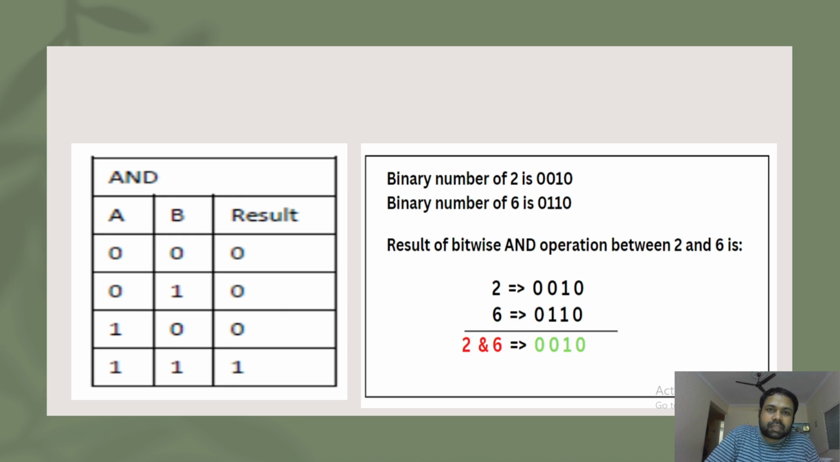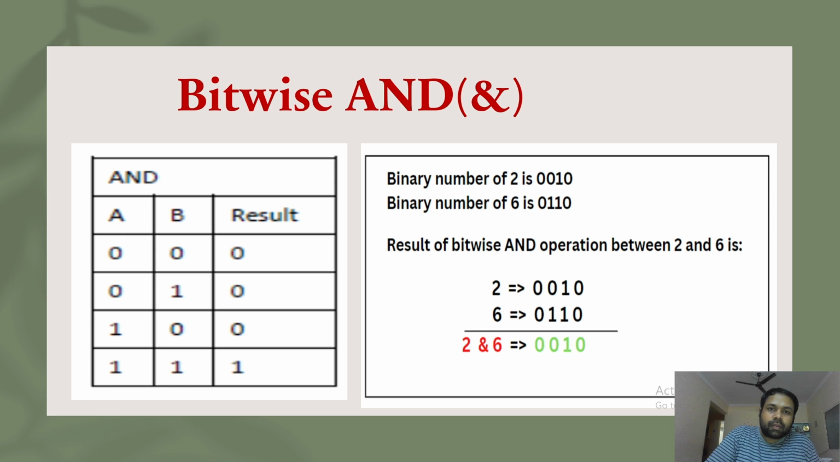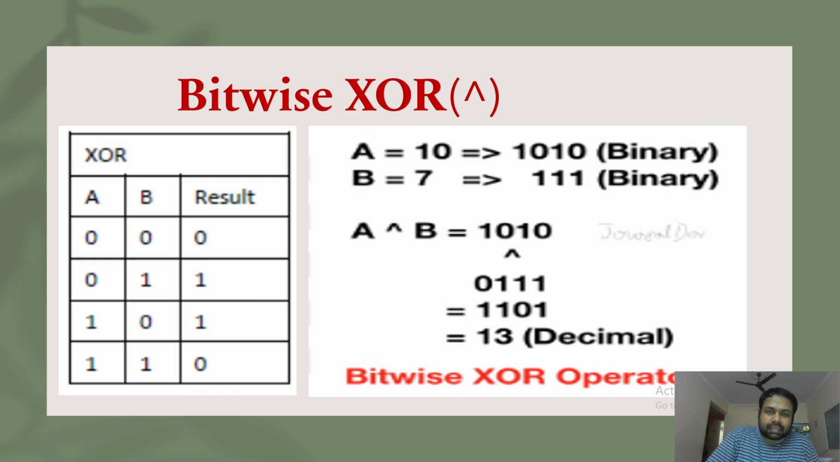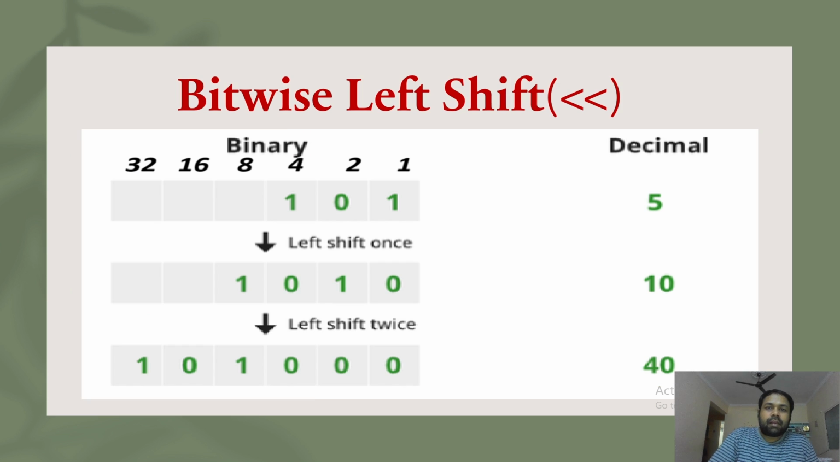So far I have discussed Bitwise AND, Bitwise OR, Bitwise XOR. Next one, the left shift operator. This is the symbol: less than, double time, we have to write for the left shift operator.